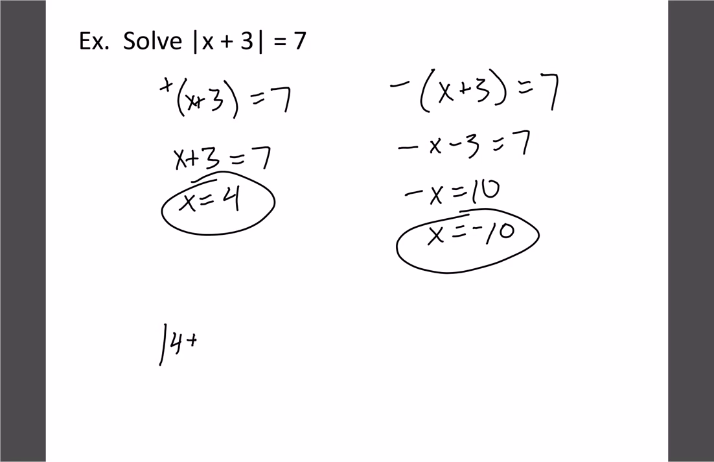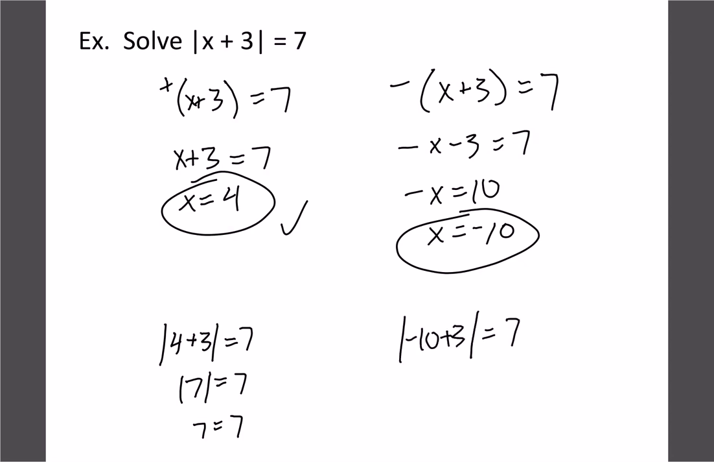If you put a 4 in, is the absolute value of 4 plus 3 equal to 7? Yes, because that would be 7 equals 7, so that one's good. Try it again for negative 10. So you'd have negative 10 plus 3. That would give us negative 7. Is that equal to 7? Yes. So they're both good. In this case, both answers are valid, so we have two different solutions.